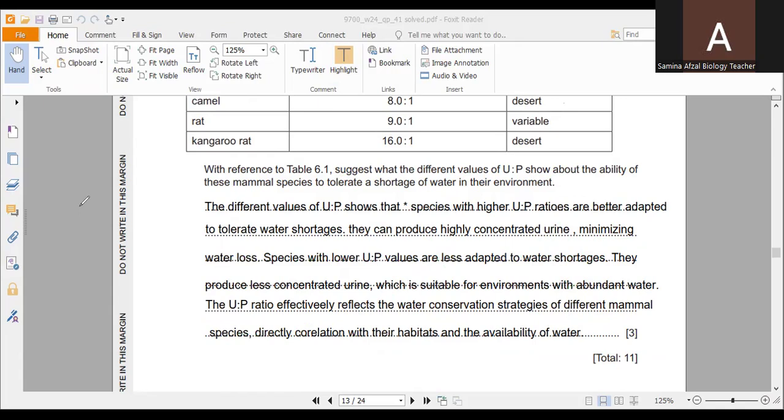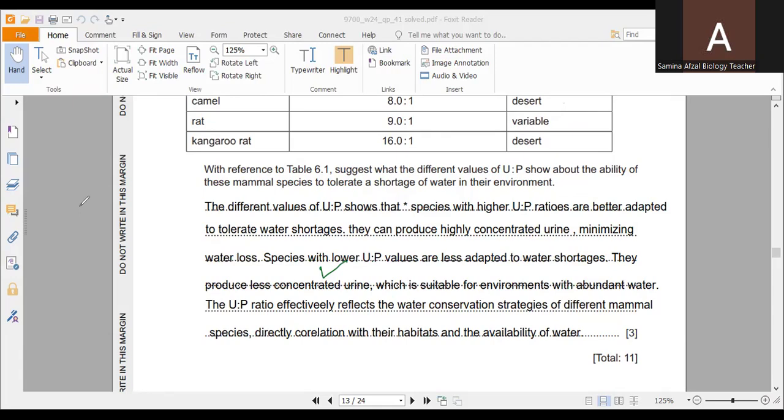They produce less concentrated urine. Definitely their urine will be thin if they have more water inside. If they have less water inside, there will be thick urine. Less water will be excreted, or most of the water will be absorbed. The body needs to conserve the water, so most of the water will be reabsorbed into the body, and less urine will be excreted out, which will be a thick urine.